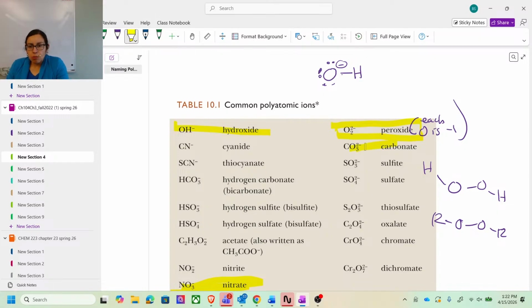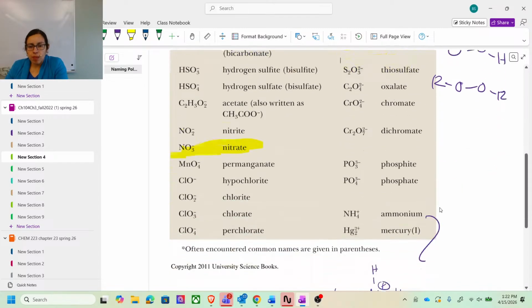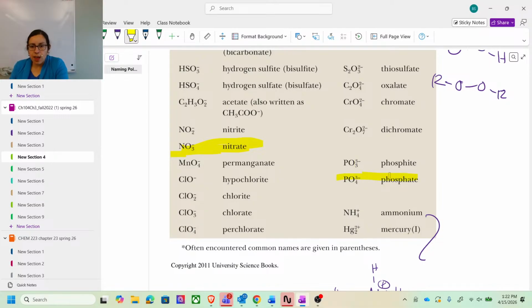And then we'll probably see carbonates, or if we haven't already, it's definitely coming up. I want to say next lab. I kind of forget which order your labs are in. Sulfate, you'll also see a lot. That's a very common salt. And then phosphate, we'll see that.